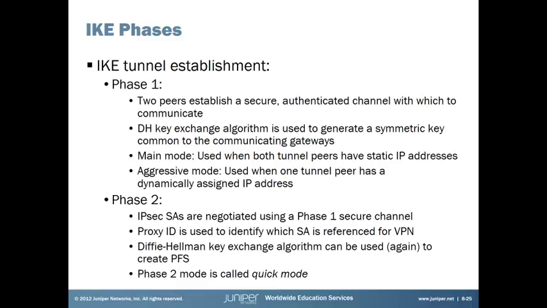The IPsec security associations are negotiated using the phase 1 secure channel. Proxy ID is used to identify which security association is referenced for the VPN. With the help of the key exchange algorithm, it can be used again to create PFS. Now PFS stands for Perfect Forward Secrecy. So you can go through the process again.